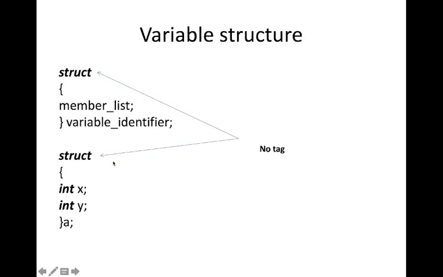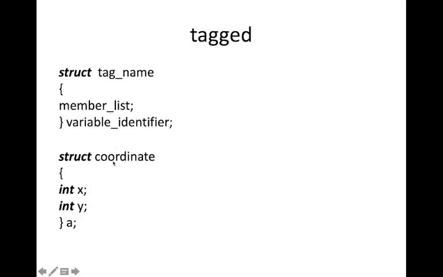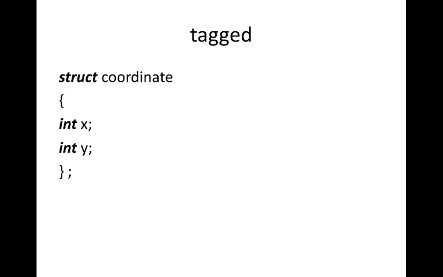We have given a name to this. We have given the name coordinate, with int x and int y, and a. So a is the structure variable. A is a structure variable of structure coordinate type. So this means a is of type structure coordinate. Int x and int y can be declared like this. So this is the tagged definition.